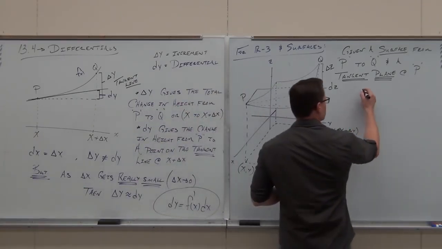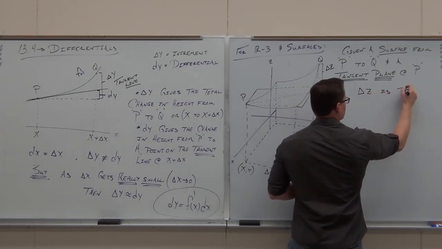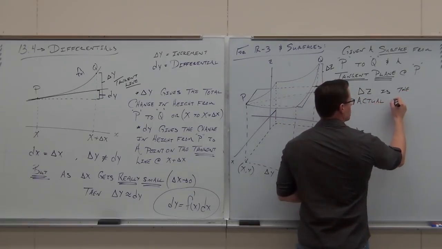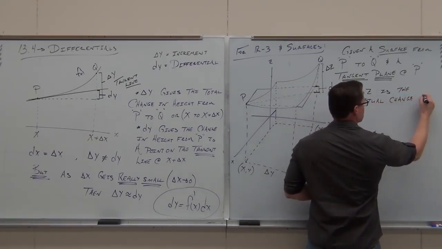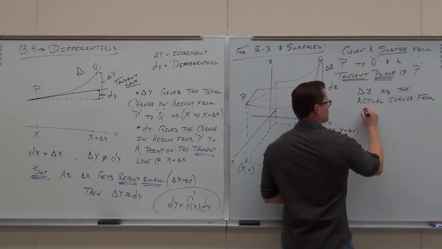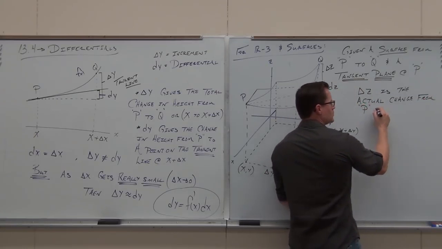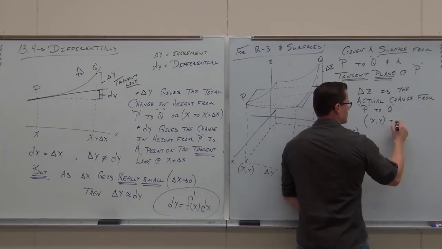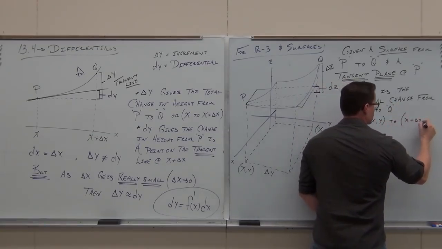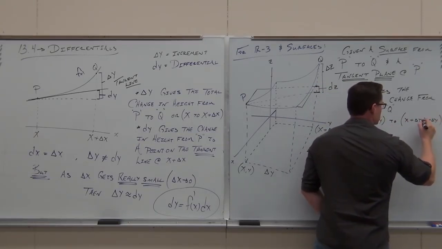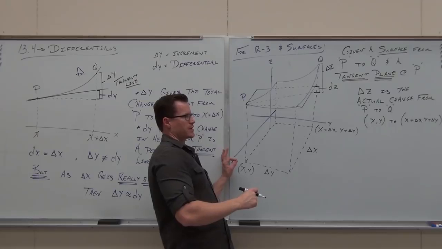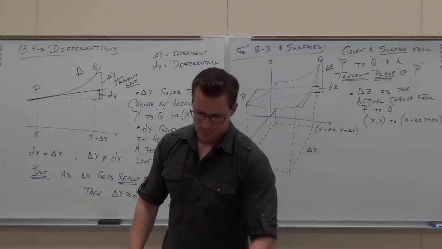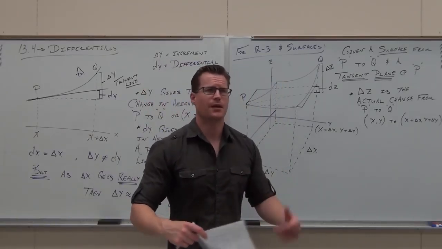Delta Z is the actual change from P to Q, or from the point of the xy plane to that point of the xy plane, which is what gives us the heights of P and Q. DZ is not that.